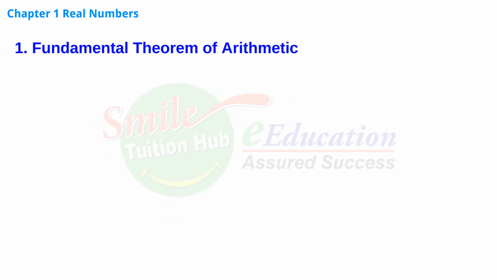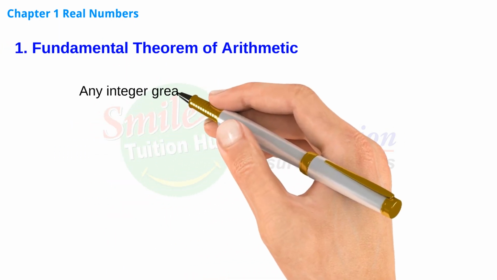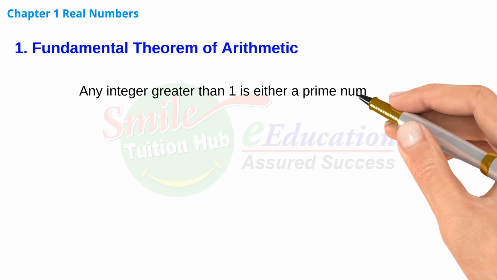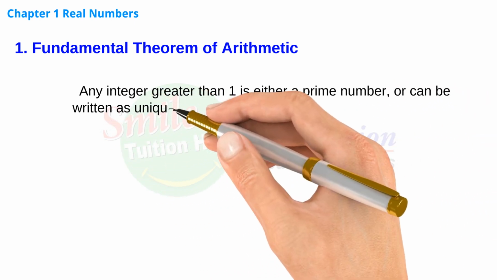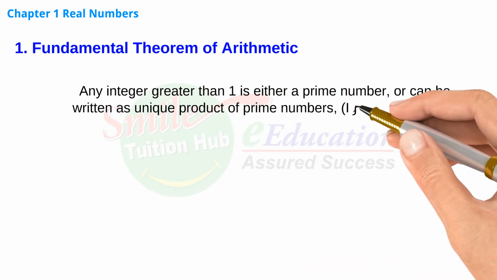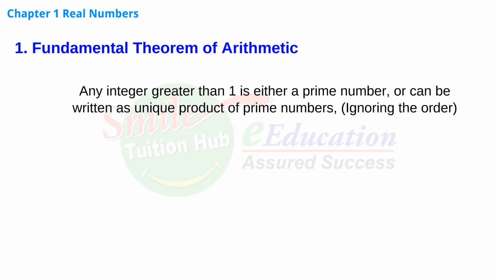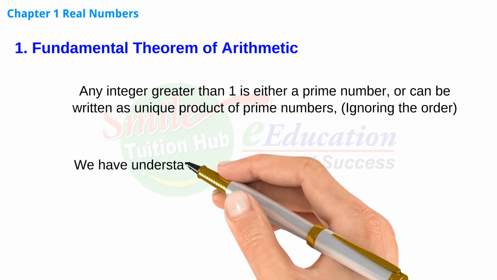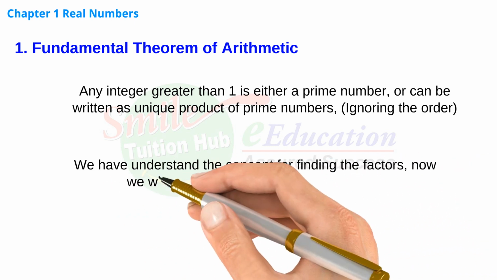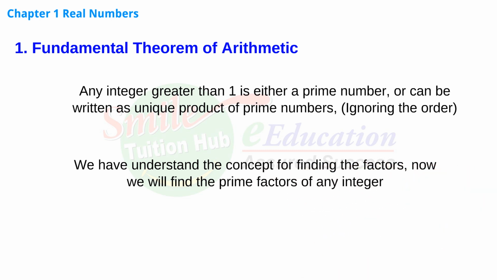Fundamental theorem of arithmetic. Its definition says any integer greater than 1 is either a prime number or can be written as a unique product of prime numbers. Product means in the multiplication form, multiplication of prime numbers. We have understood the concept of finding the factors. Now we will find the prime factors of any integer. For this we must have prime numbers.